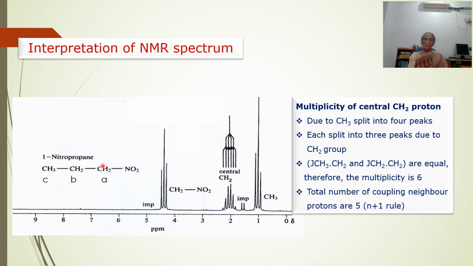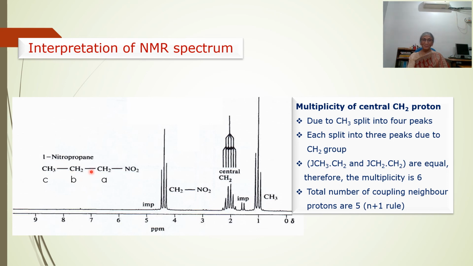Similarly here, see the splitting pattern of methylene protons, which are bonded to the nitro group. It is again a triplet because the neighboring carbon contains 2 protons here, and the signal splits up into 3 peaks. Again the ratio is 1:2:1. The inner peak is slightly longer than the outer peak.